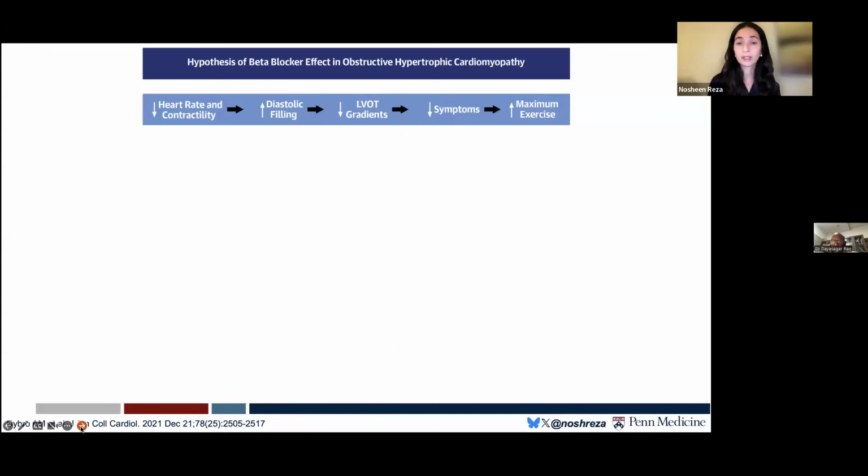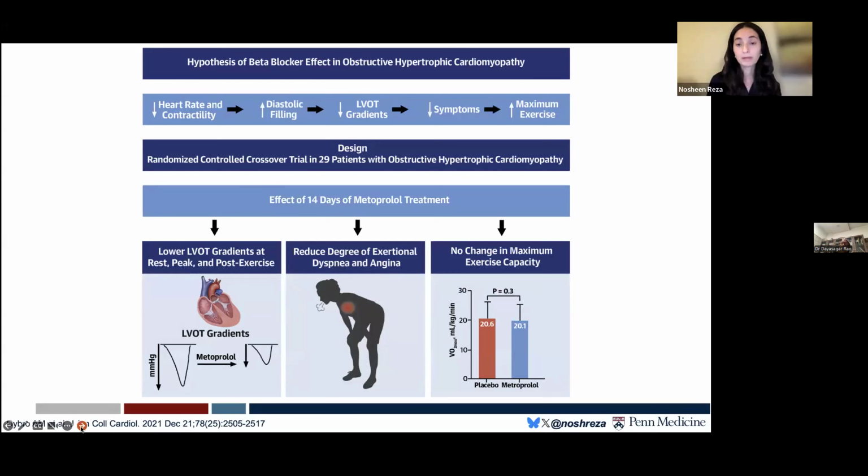Patients had lower LVOT gradients at rest, peak, and peak exercise, and had reduced exertional dyspnea and angina, however, no change in maximum exercise capacity. So this gave us, for the first time, a specific way to counsel patients about what to expect in a data-driven fashion from treatment with beta blockers for obstruction.